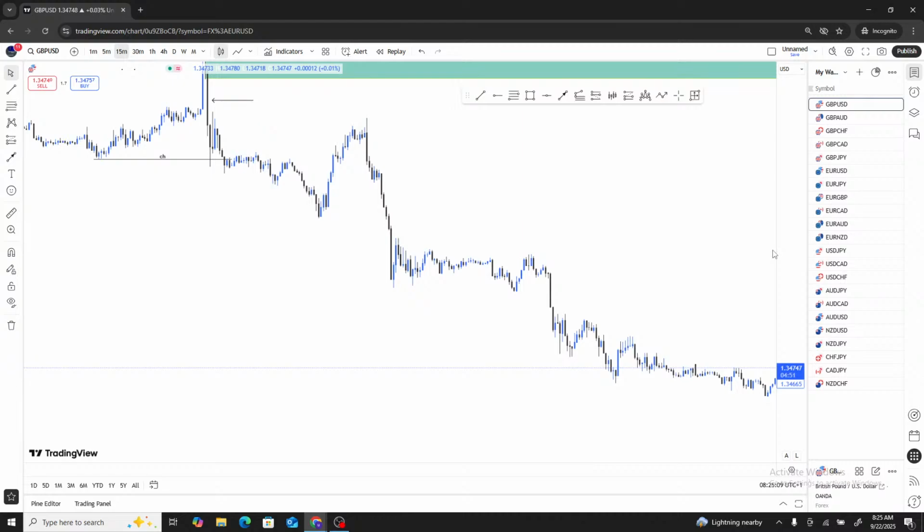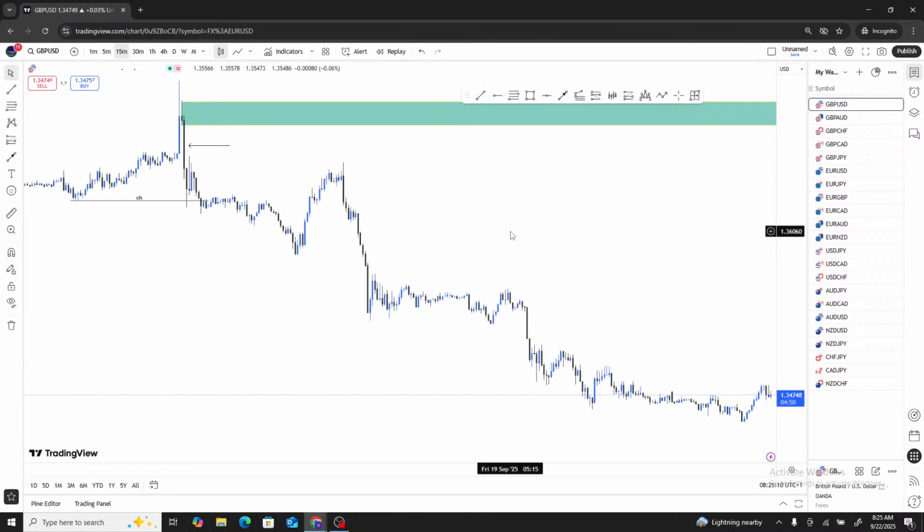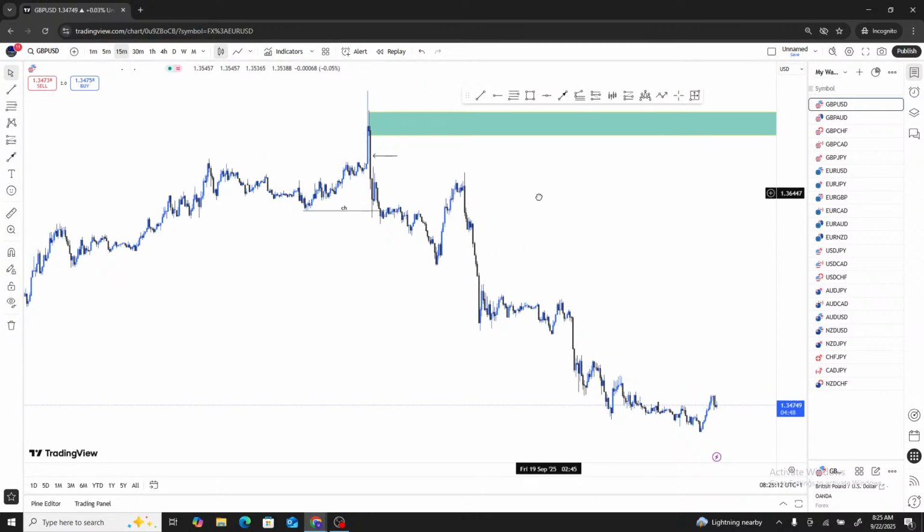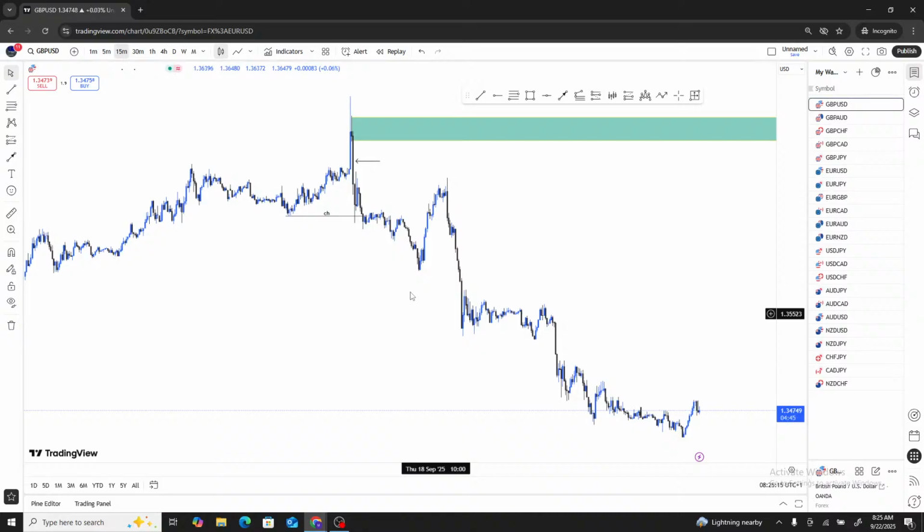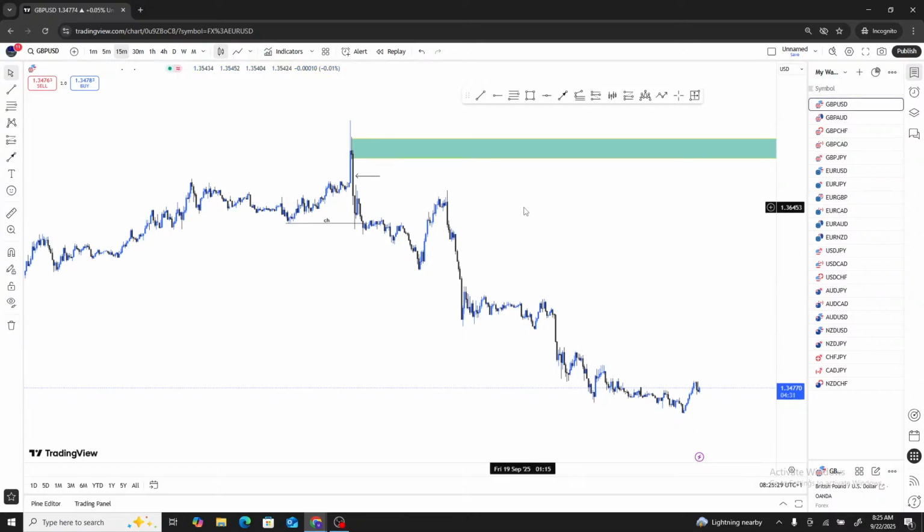Then what is the concept number 3? First of all, we have broken structure, we have our imbalance. What next? Let me see you write in the comment section below. What is the next thing we look out for?